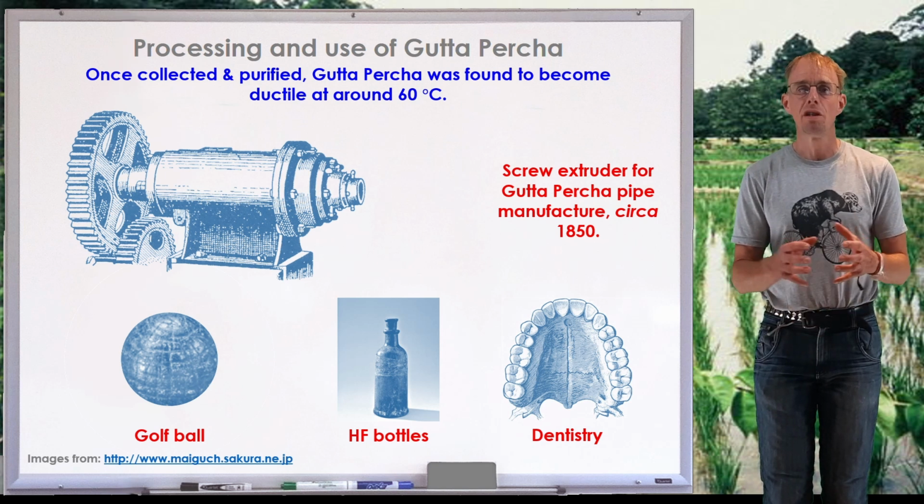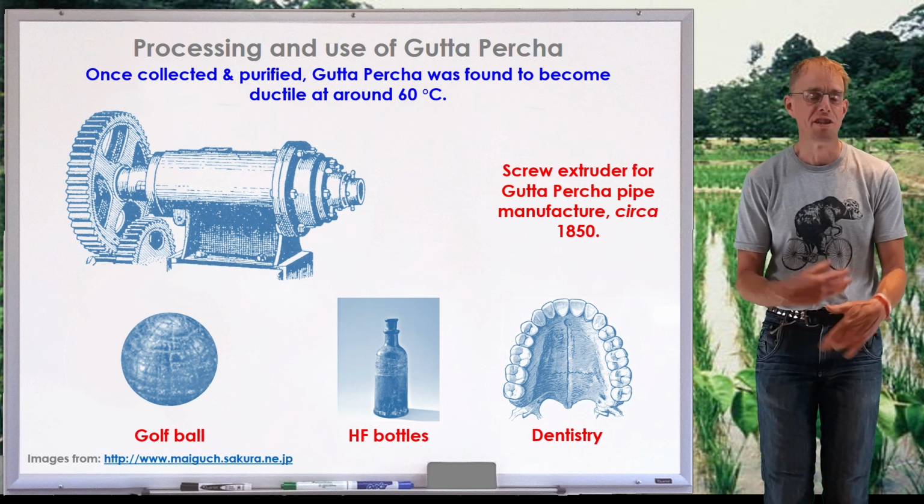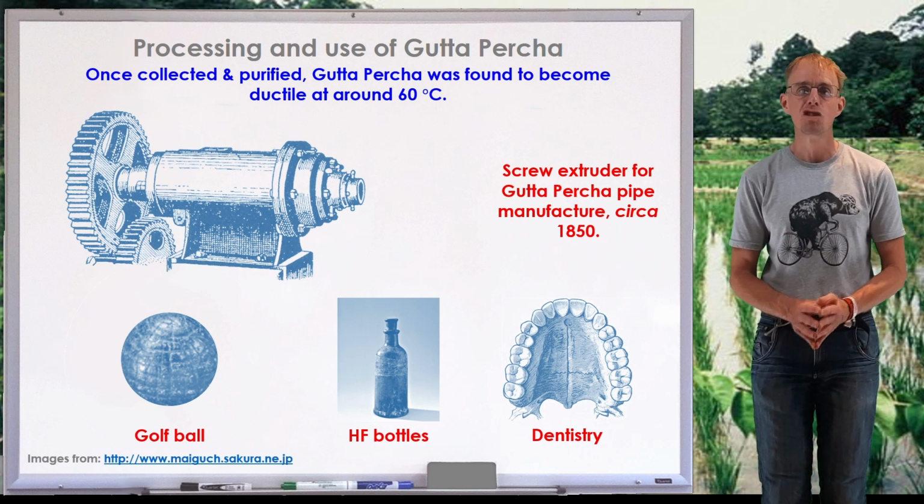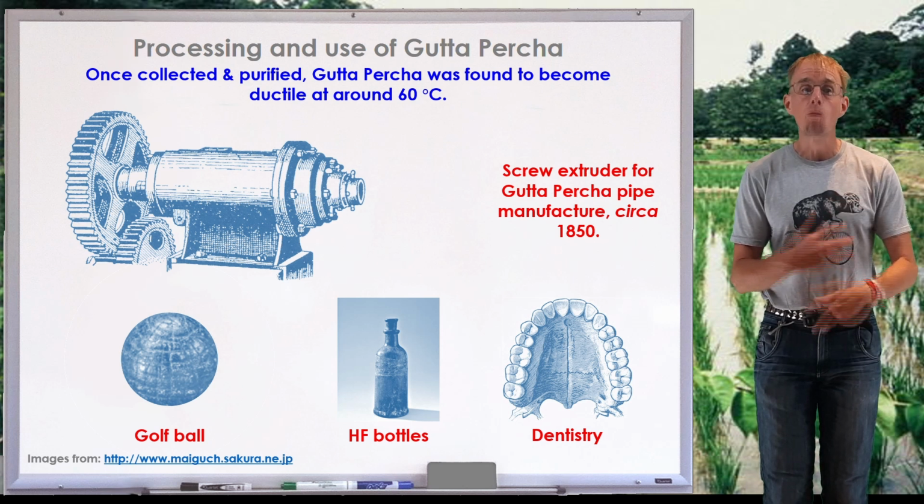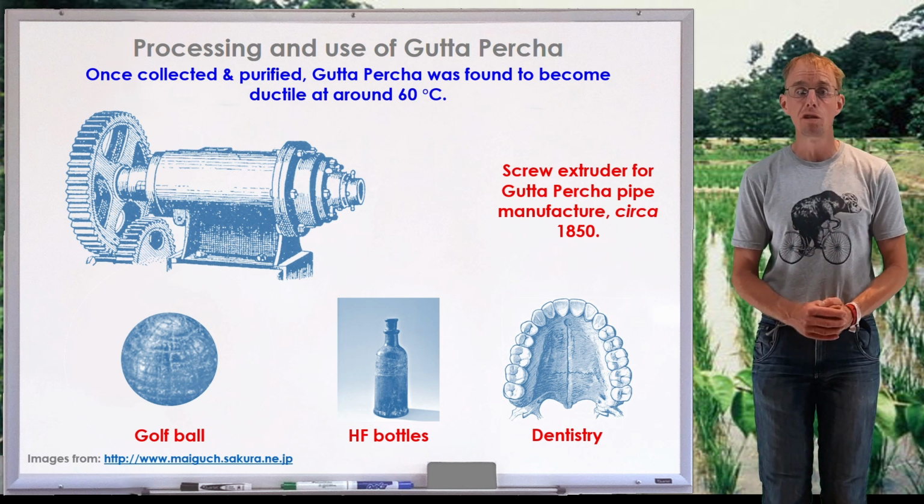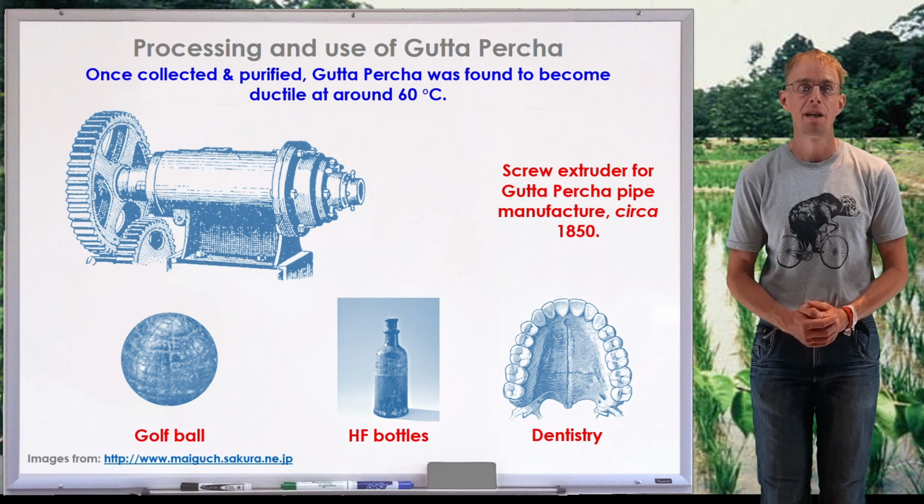So gutta-percha was revolutionary in many senses. Revolutionary in the West, already known about in the indigenous areas from whence it came. And it allowed a whole range of different consumer products to be made in ways that just weren't possible before.